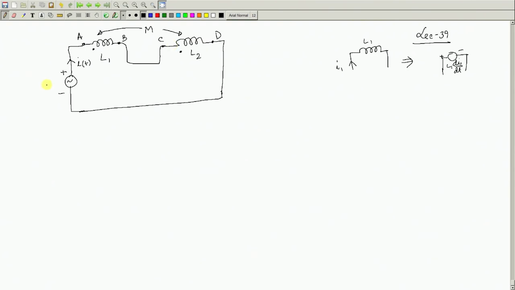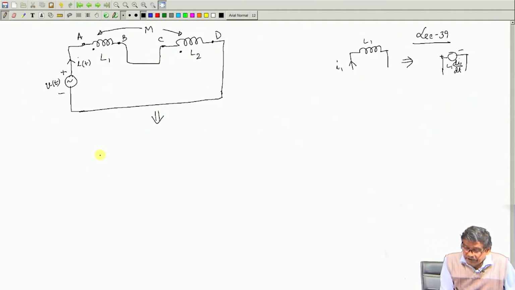So, for that what do I have to do? I have to write down the KVL. There is no escape from that rule. If you want to find out the current, if you know the voltage, you have to write down the KVL, and that is why the polarity of the voltage induced must be known. Now, this circuit is fine. These are having self inductance L1, L2 and M.